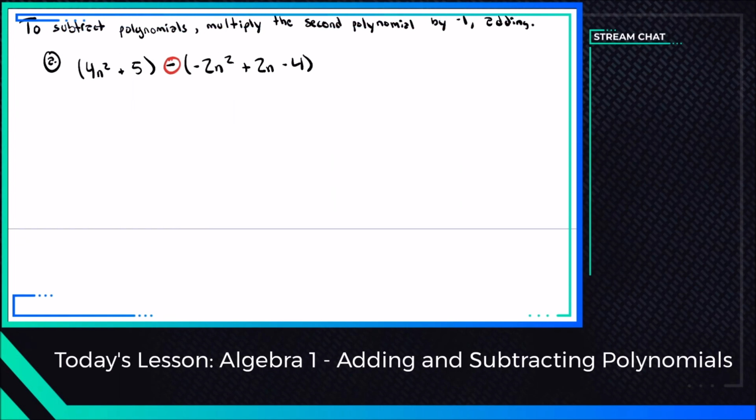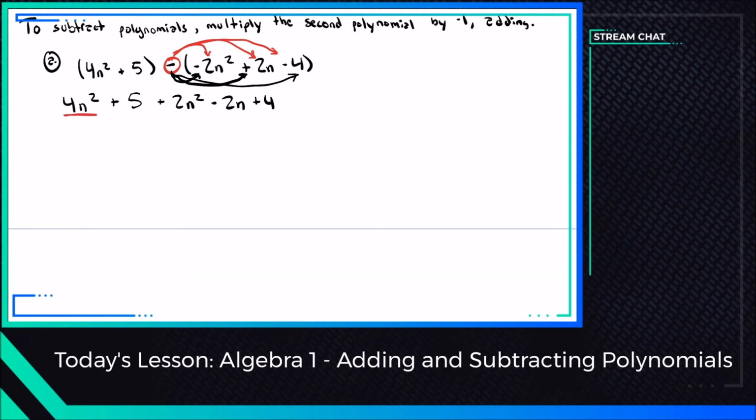And so we're going to distribute this negative 1 to each term inside this polynomial. And so that's going to be 4n squared plus 5. Nothing happens to the first one. And then a negative multiplied by a negative is a positive 2n squared. And then a negative multiplied by a positive is going to be a negative 2n. And then a negative multiplied by a negative is going to be a positive again. And then once you've done that, you're in the clear.